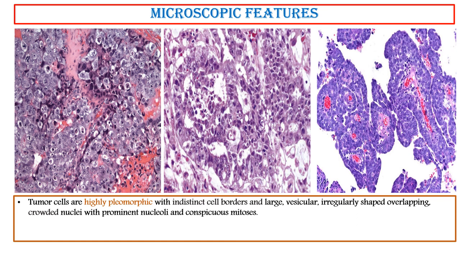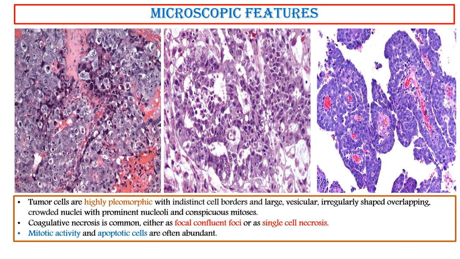Tumor cells are highly pleomorphic with indistinct cell borders and large vesicular, irregularly shaped, overlapping, crowded nuclei with prominent nucleoli and conspicuous mitosis. Please note that embryonal carcinoma tumor cells are generally larger than seminoma cells. Coagulative necrosis is common, either as focal confluent foci or as single cell necrosis. Mitotic activity and apoptotic cells are often abundant.